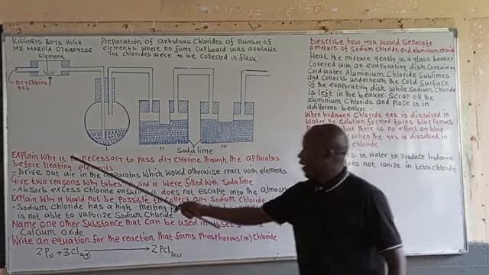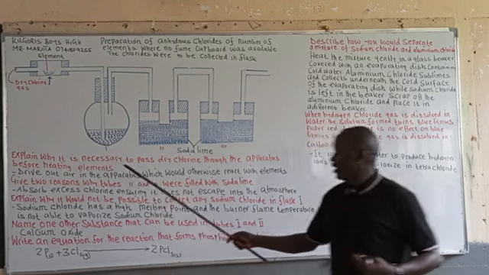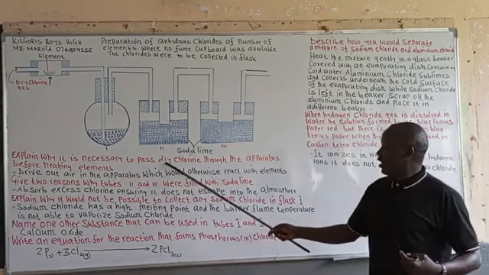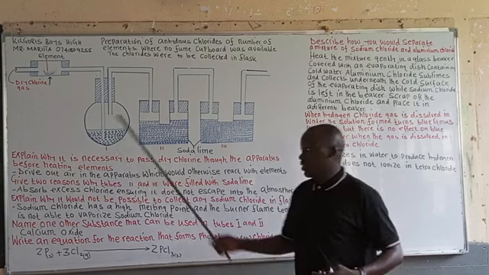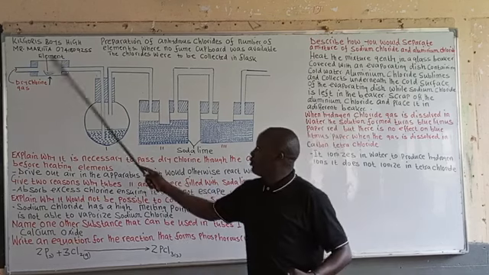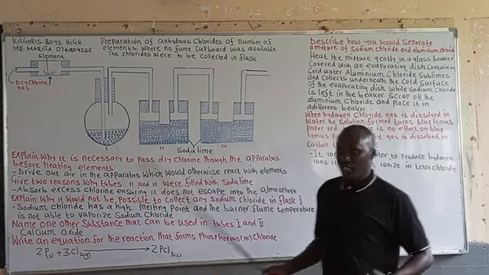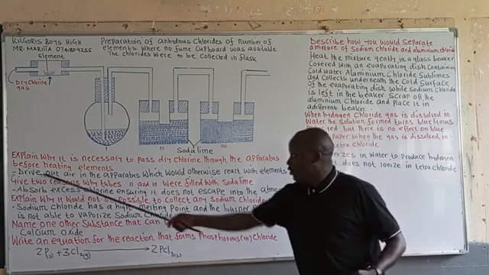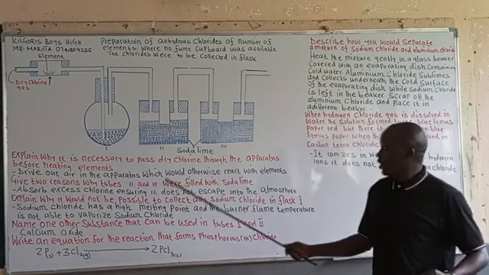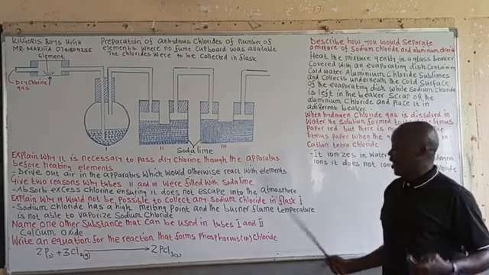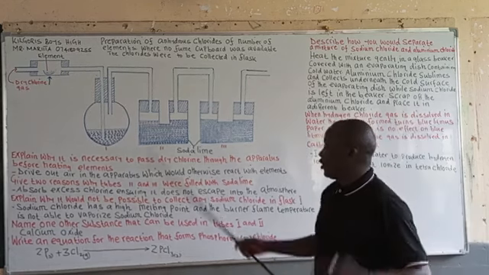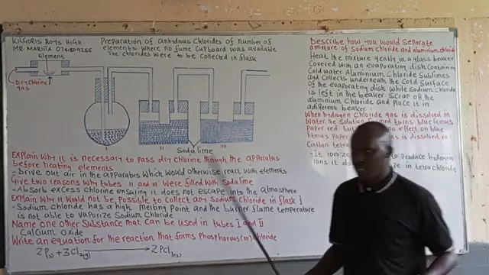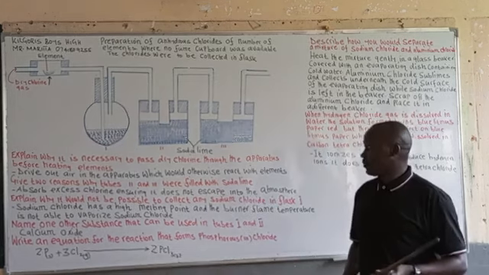Explain why it is necessary to pass dry chlorine through the apparatus before heating the elements. Why do you pass dry chlorine before heating these elements? It simply is to drive out air in the apparatus which could otherwise react with the elements, and that is the reason why the dry chlorine is passed through the apparatus before heating the elements.